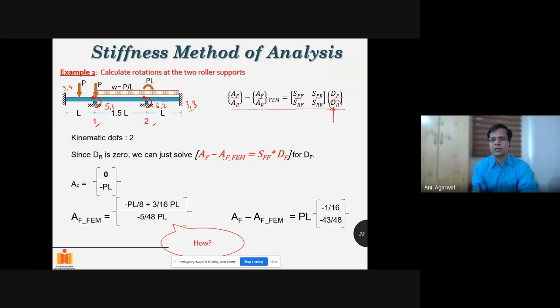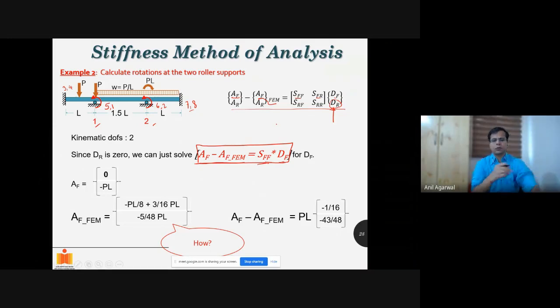If the DR is 0, then my equation is reduced to AF minus AF FEM, this term minus this term, is equal to SFF DF, correct? And the DR terms are 0. So this is basically the equation that I need to solve. That is my first equation.